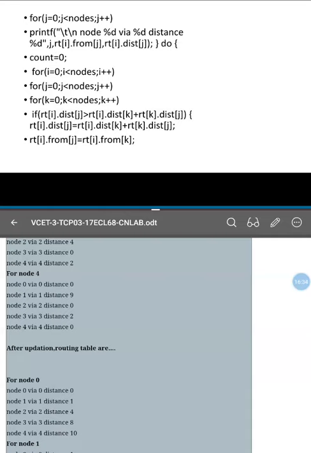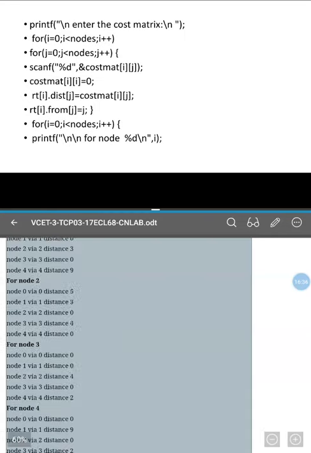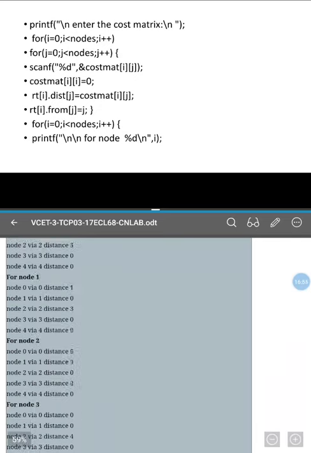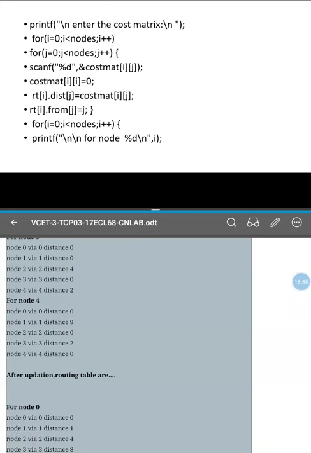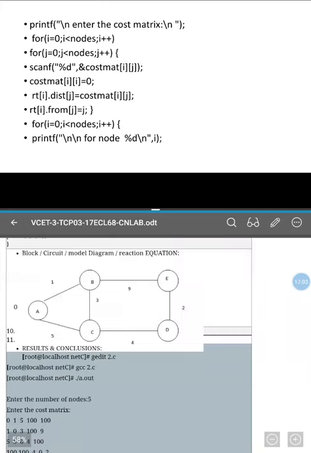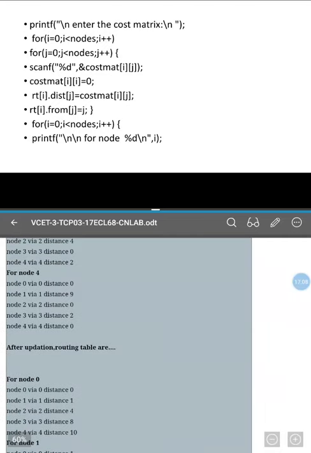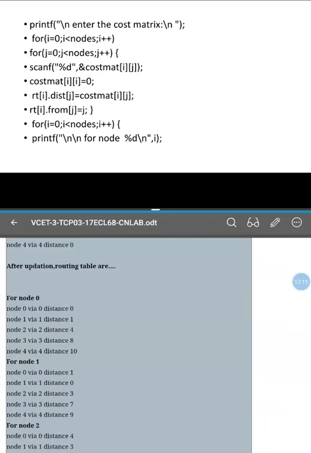For example, consider now node 4. For the node 4, A is 0, B 1, C 2, D 3, E is 4. You can see that from node 4, for 1 it is 9 and for 3 it is 2. So you can see that for 1 it is 9, for 3 it is 2. The rest are written 0, which means they are not directly connected. You can see here only B and D are directly connected. So that is what is entered. The rest are zeros or 100 or infinite, which means there is no direct connection.